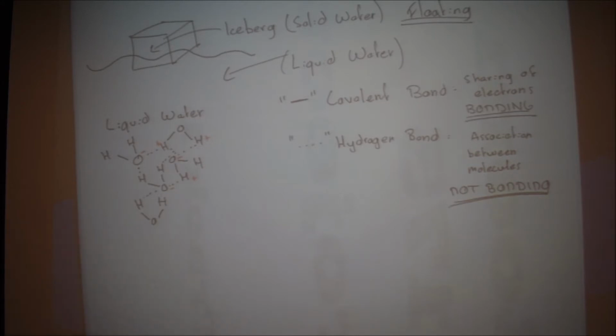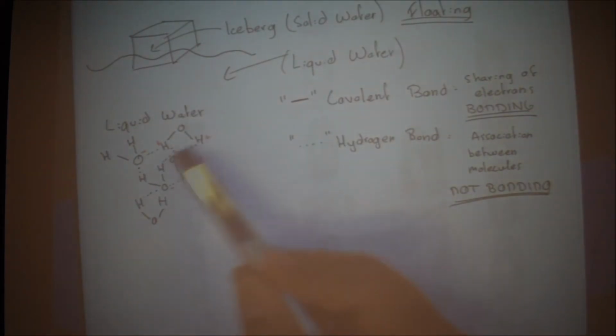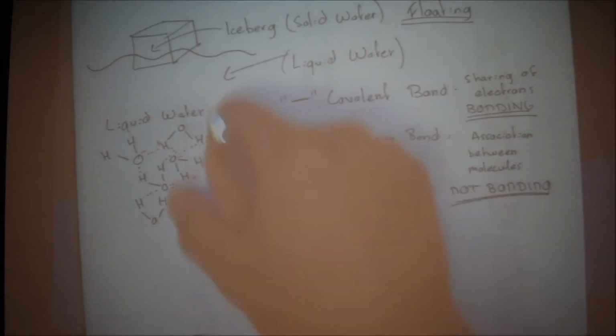So the whole point is, with the covalent bond, things are bonded, they're not being separated, but with the hydrogen bond, there's an association, but it's not a bond. This can still move around freely.